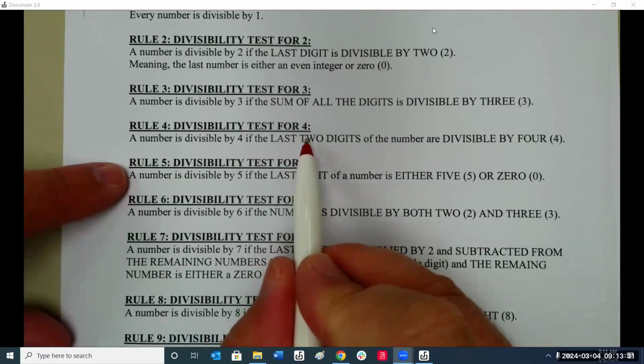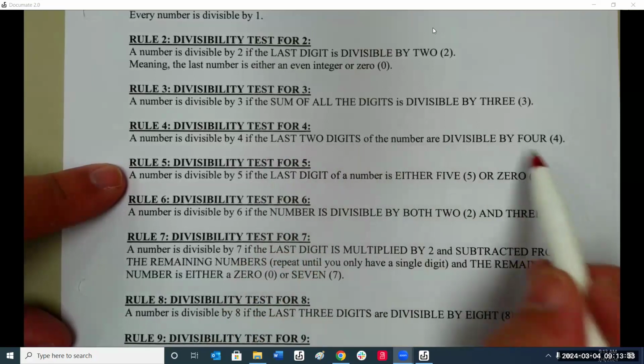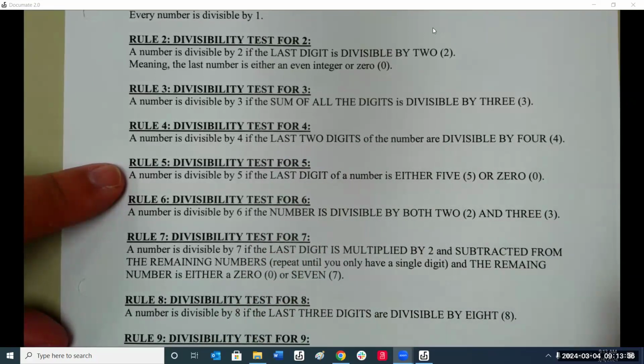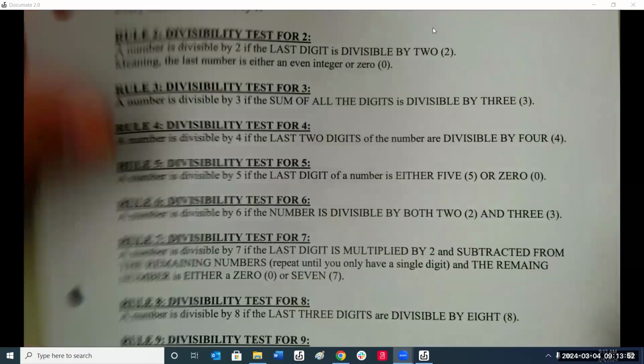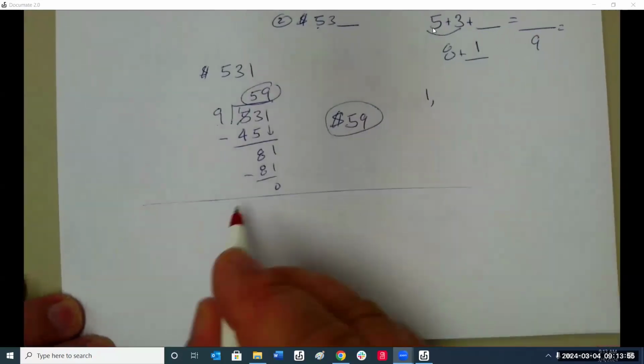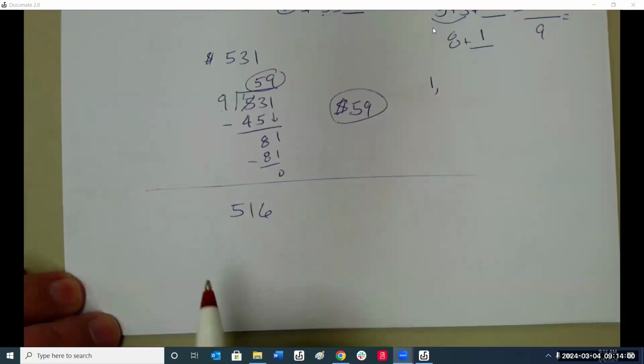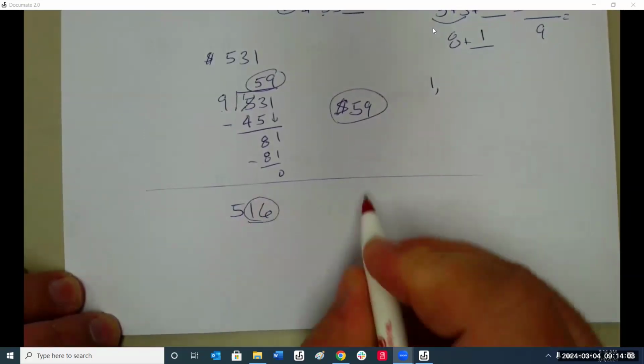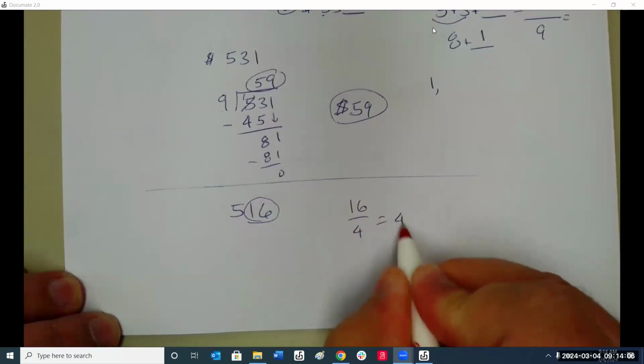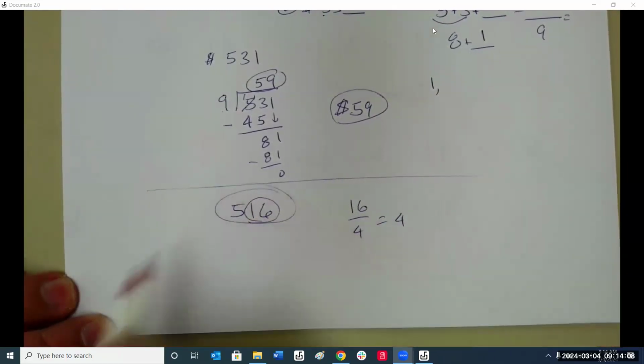A number is divisible by 4 if the last two digits are divisible by 4. Like 516, is that divisible by 4? Is the number 516 divisible by 4? Yeah. Why? It says divisible by 4 if the last two digits, 16, are divisible by 4. Yep. So that means 516 is divisible by 4.